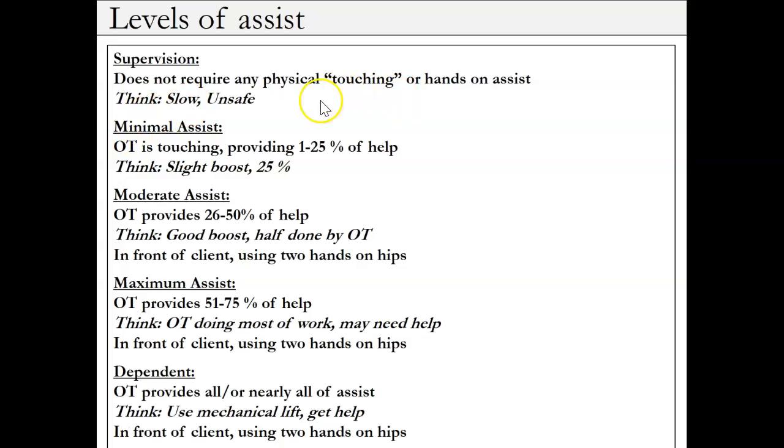Okay, so supervision. What do you mean by supervision? What we're saying here with supervision is you're not touching the client. Let me repeat that. With supervision, you're not physically touching the patient at all, but they are still unsafe. They require supervision. They're slow. They're just starting to emerge and get their independence. So as a therapist, you're not touching, but you're very, very close to them. You're thinking fall. Where are they going to fall all the time? You're ready to grab them, but you're trying to let them do it by themselves.